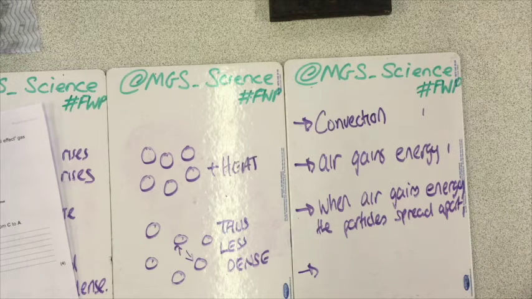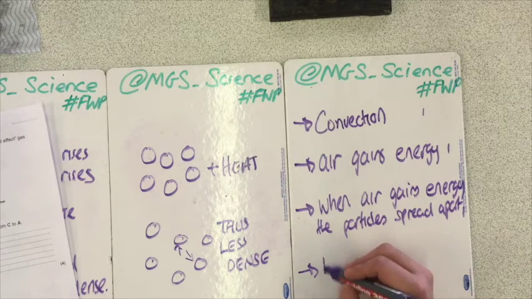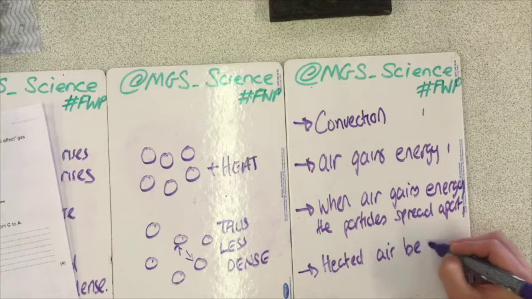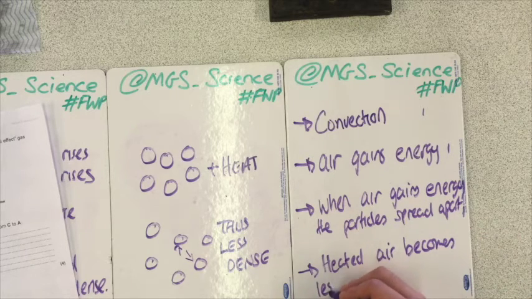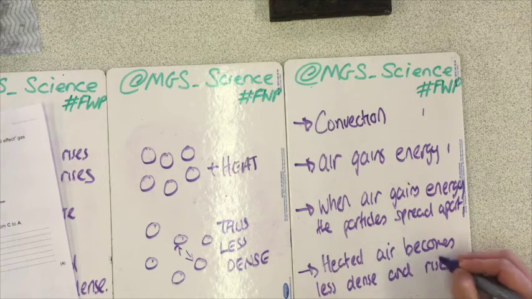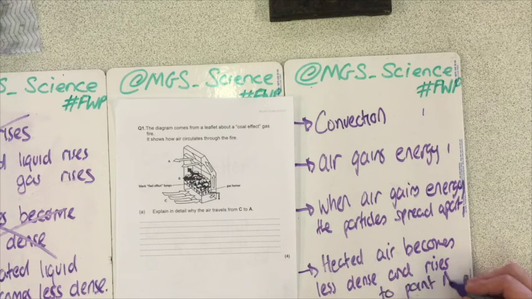It's about saying that when they spread apart, the air itself, or in fact the heated air, becomes less dense and rises. And in this question it does say how it travels to A, so we could add heated air becomes less dense and rises to point A, and that's your fourth mark. Convection. Thank you very much.